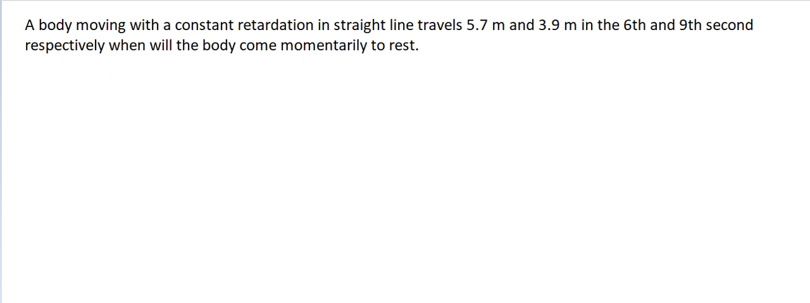Let's take another question. There is a question written over here, you can read it and solve and then check the solution. So we are going to solve the solution over here. What it says, let's extract the information. It says a body moving with a constant retardation, so again it's a constant case, on a straight line, so we can apply the equations of motion of 1D, constant acceleration, traverses this much and this much in the 6th and 9th second respectively. So we have understood the formula of nth second displacement. It asks when the body will come momentarily to rest, that means at what time its velocity will be 0. So velocity will be 0 at what time, that's what the question is demanding.